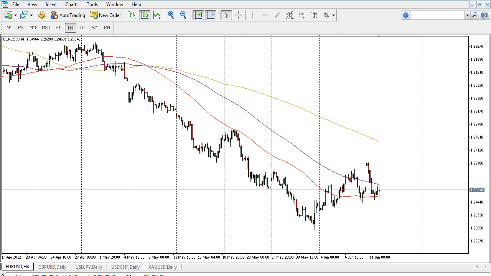On each of these charts we have 3 moving averages. The red one is the 55 simple, purple is 100 simple, and the gold is 200 simple moving average.